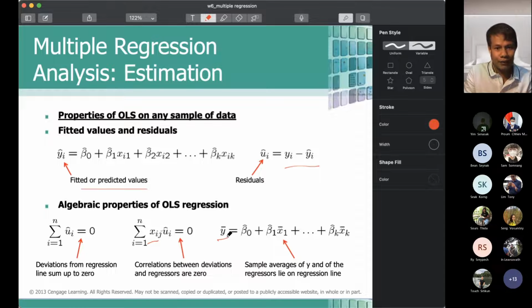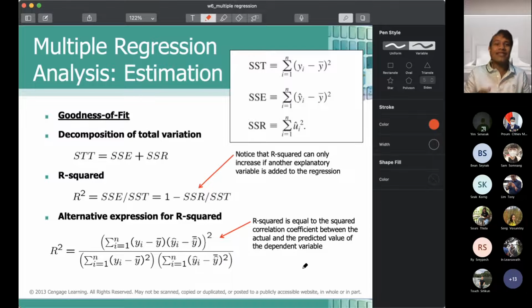So and then we will get this. This is the mean. All right, the mean. So the sample average of y lies on the regression line. That's the same as simple linear regressions. Then we discuss goodness of fit. All right, that's the same rule as the simple linear regressions.